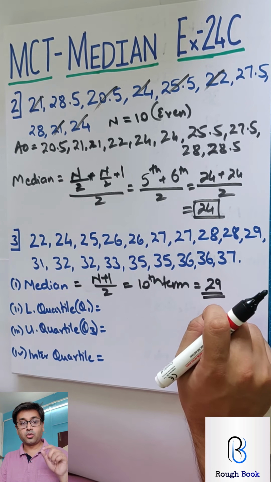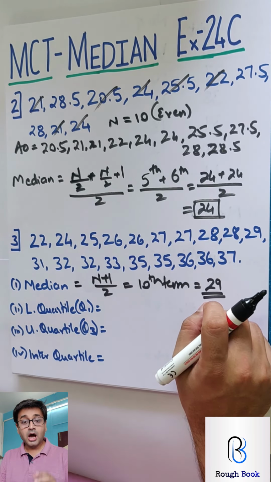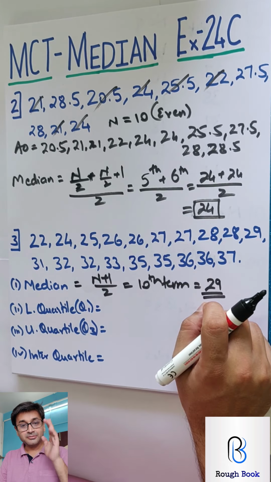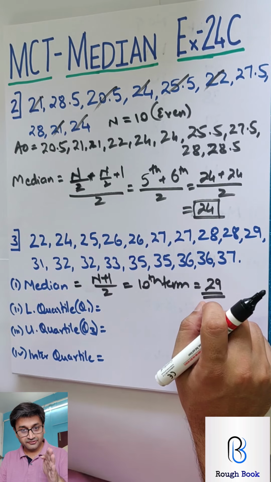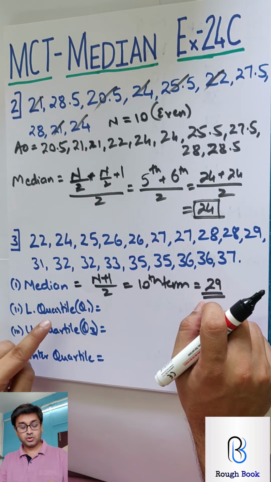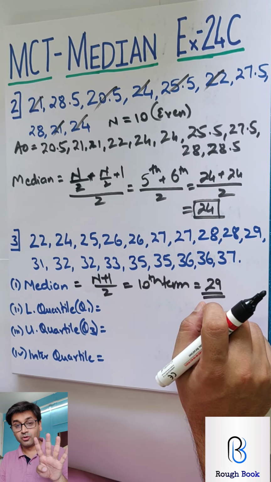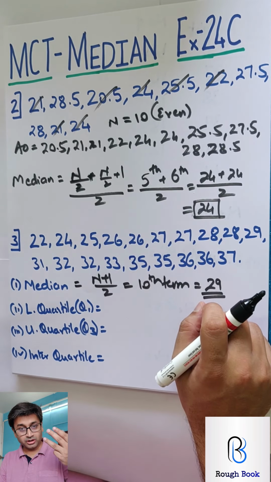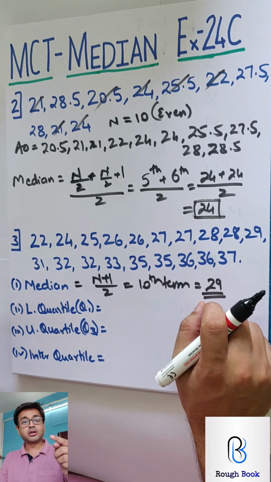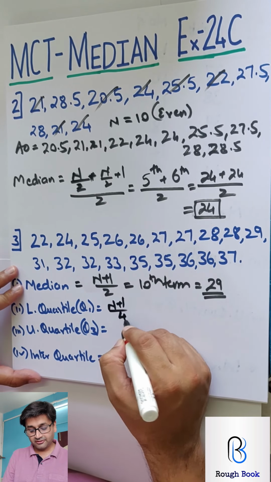Now quartile. Quartile is derived from the word quarter. What is quarter? 1/4. Median means half. That is why divided by 2. Quartile is quarter. So that will be divided by 4. Upper quarter, 3/4, lower quarter 1/4. Is that clear? So this is going to be (n plus 1) by 4.